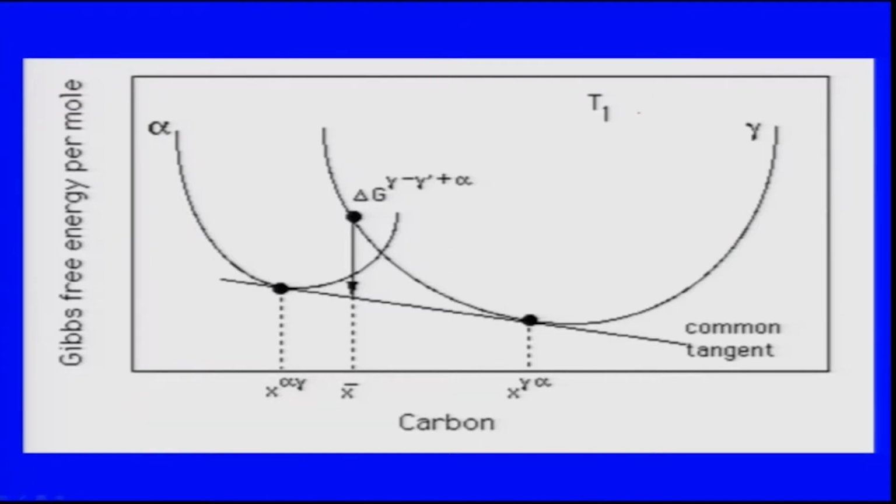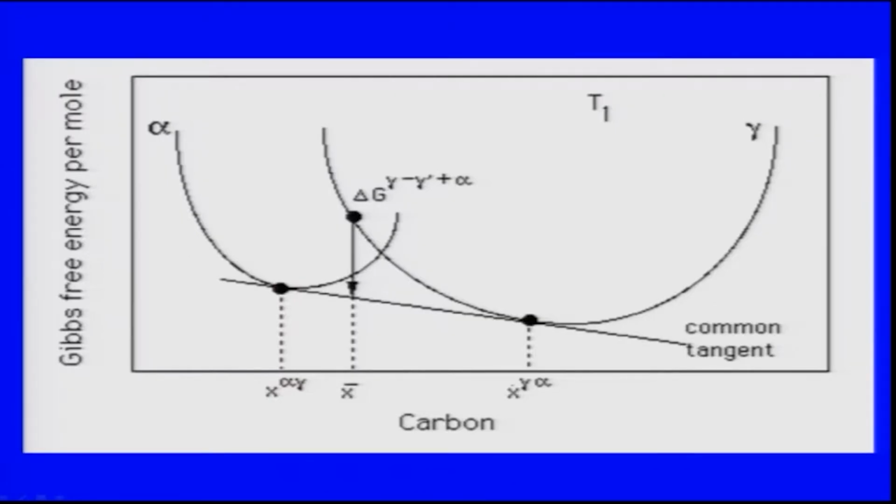Very clearly you see this common tangent will pass through these 2 points. You cannot draw a common tangent other than through these 2 points, because it is a common tangent. Common tangent means the slope here equals the slope there. That is the mathematical condition. So this is a composition given by x alpha gamma, and this is a composition given by x gamma alpha.